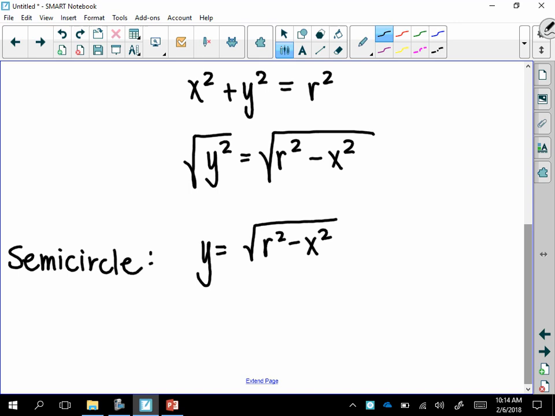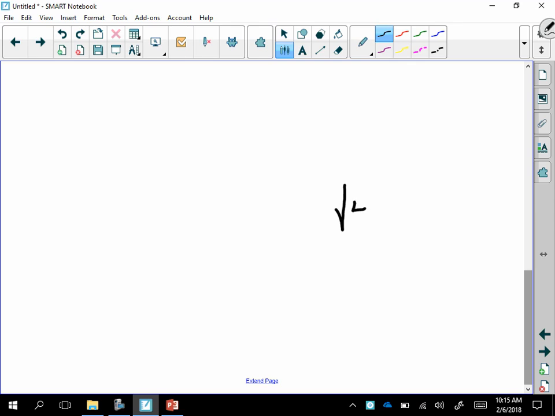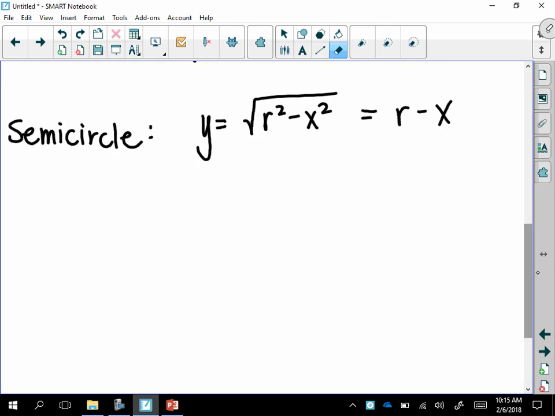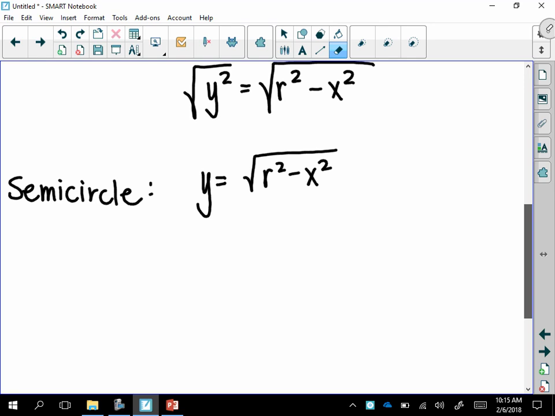Now, I know that nobody would ever think to rewrite this as r minus x, because we never, ever, ever take a square root or distribute a square root over an addition or subtraction sign. Okay? Never, ever, ever. Those are like fighting words with me. I know you would never take the square root of 49 minus x squared and call that 7 minus x. That's like one of the most horrific mistakes you'd ever make. And so you would never do that. So the equation of a semicircle is the square root of r squared minus x squared. Okay? You got to recognize that.